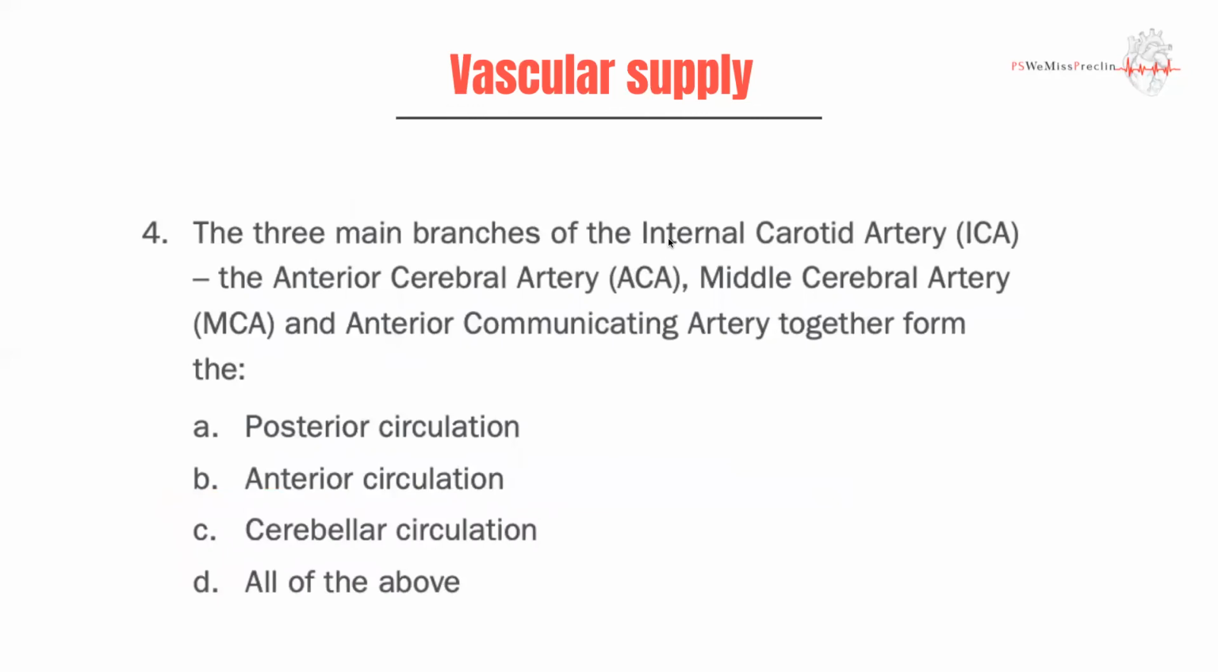The three main branches of the internal carotid, the ACA, MCA, and anterior communicating, together form... Take a moment to pause the video. Answer: it's going to be the anterior circulation.